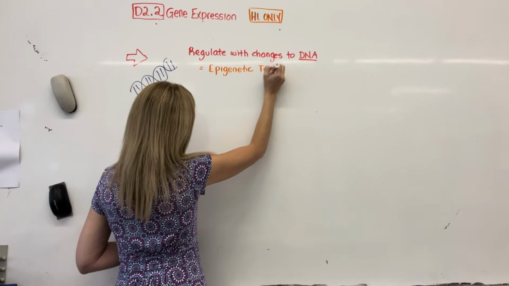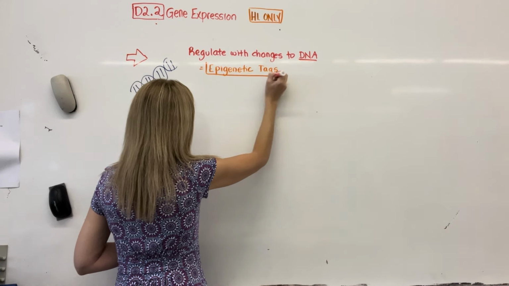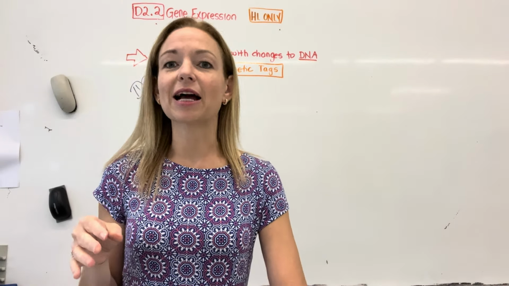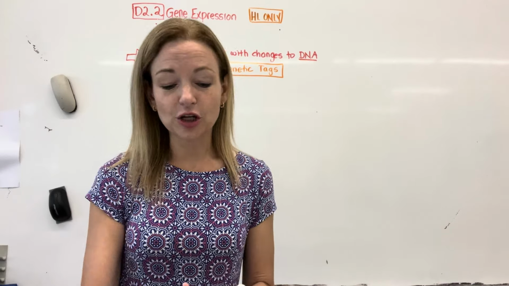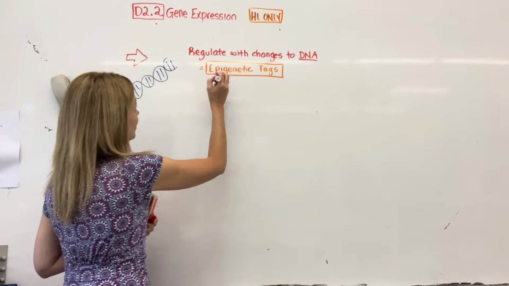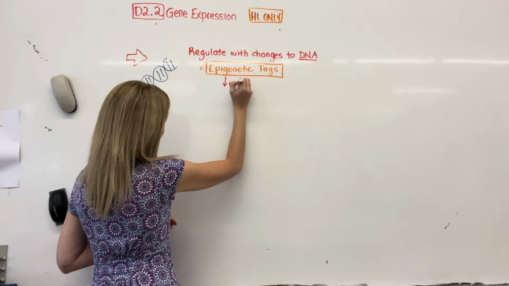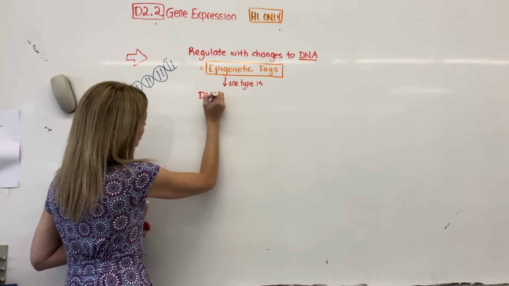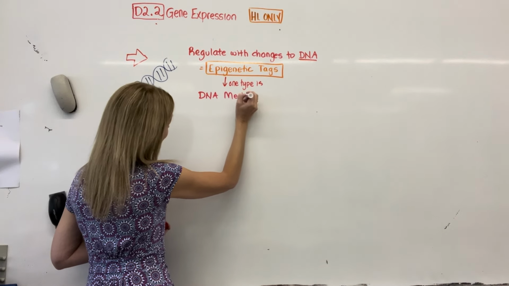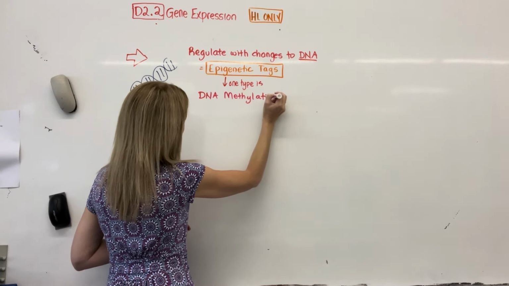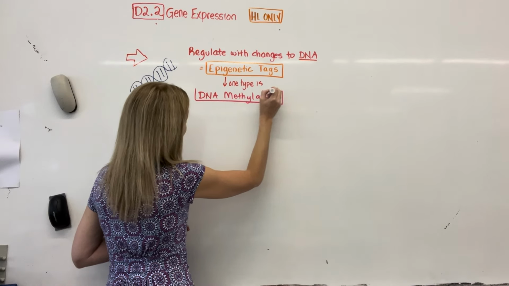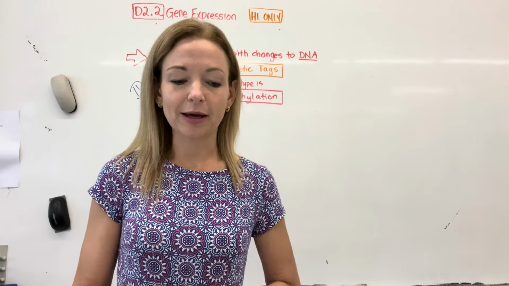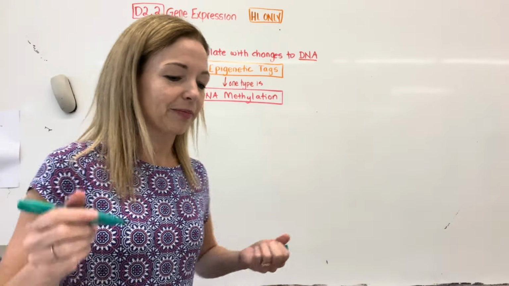So an epigenetic tag is some sort of alteration of the structure of the DNA without changing its actual base sequences. You only have to know one type. So the one type that you need to know is DNA methylation. So DNA methylation is an epigenetic tag. It is a change to DNA, not to the base sequence, but to the DNA itself. And that's the one that you need to actually be able to talk about. And then we'll look at some kind of implications from that.